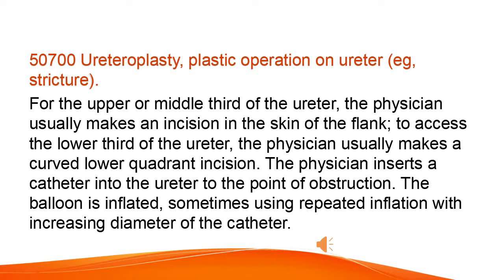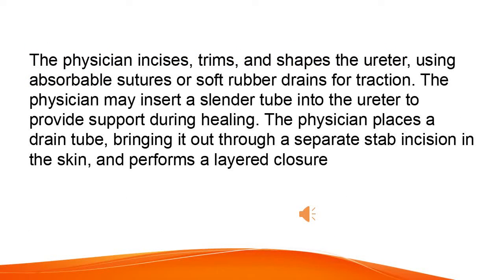The physician inserts a catheter into the ureter to the point of obstruction. The balloon is inflated, sometimes using repeated inflation with increasing diameter of the catheter. The physician incises, trims, and shapes the ureter, using absorbable sutures or soft rubber drains for traction. The physician may insert a slender tube into the ureter to provide support during healing.